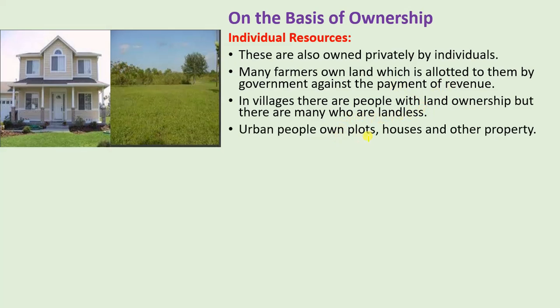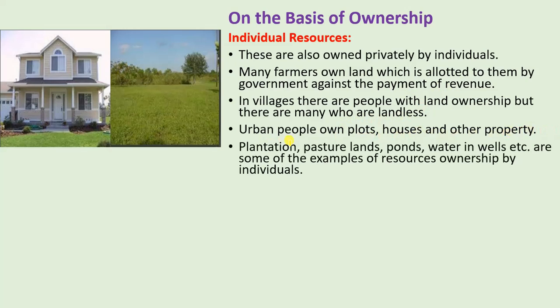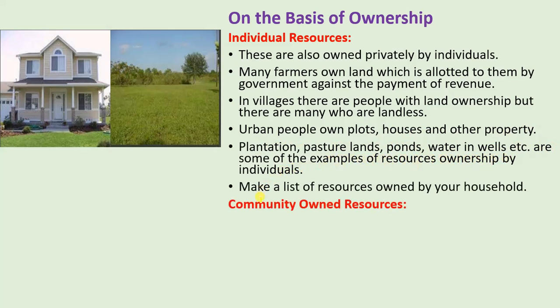Urban people own plots, houses and other properties. So these are also individual resources. Plantation, pasture land, ponds, and water in wells are some examples of resources owned by individuals. Community owned: you can make a list of resources owned by your household.